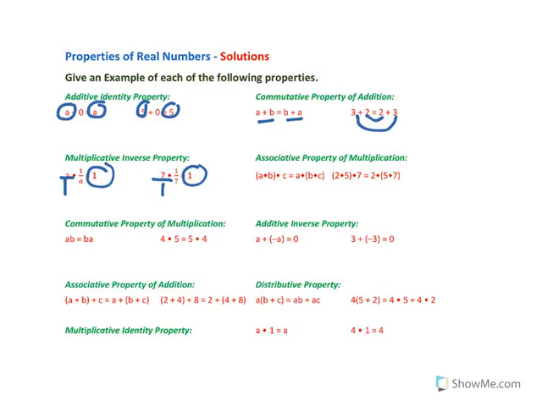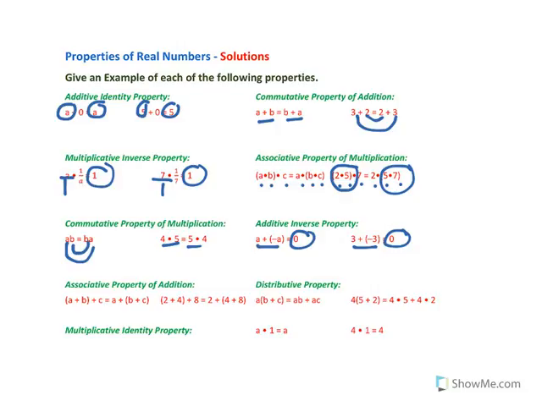The associative property of multiplication, remember it goes A, B, C, 2, 5, 7, 2, 5, 7. Here I've got these two grouped first, and here I've got these two grouped first. Commutative property of multiplication, flip-flop. A times B, B times A. 4 times 5, 5 times 4. Additive inverse, you add a number plus its opposite, you get 0. 3 plus negative 3 is 0.